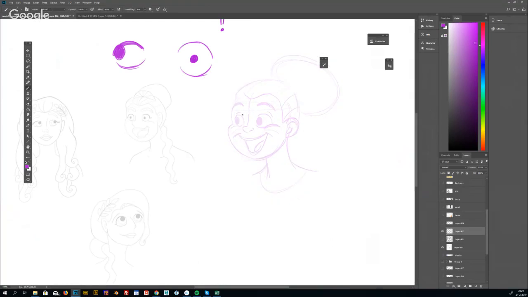So here she doesn't look really female. So we can also make that mouth a bit smaller. Something like this. And then also, I think that would look a bit better than that head.